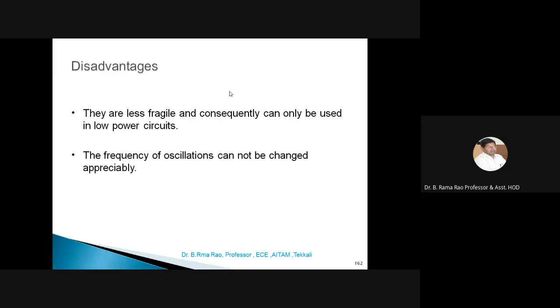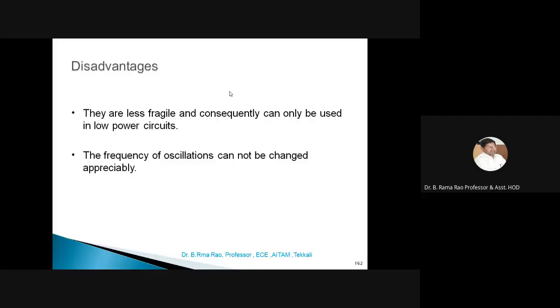Disadvantage: the crystals are fragile, and consequently crystal oscillators can only be used in low power circuits.